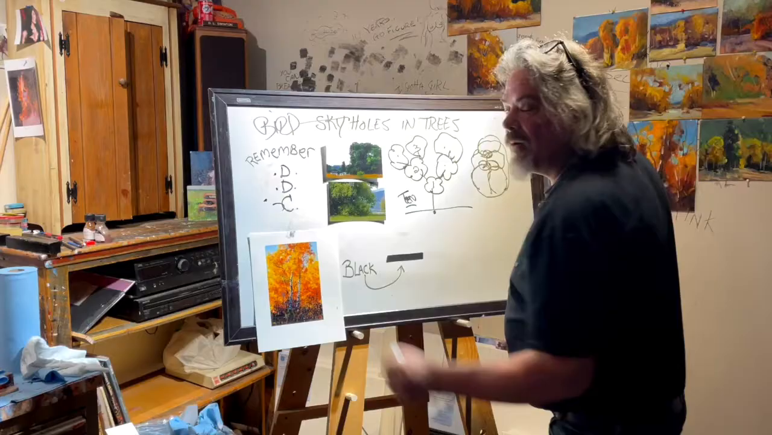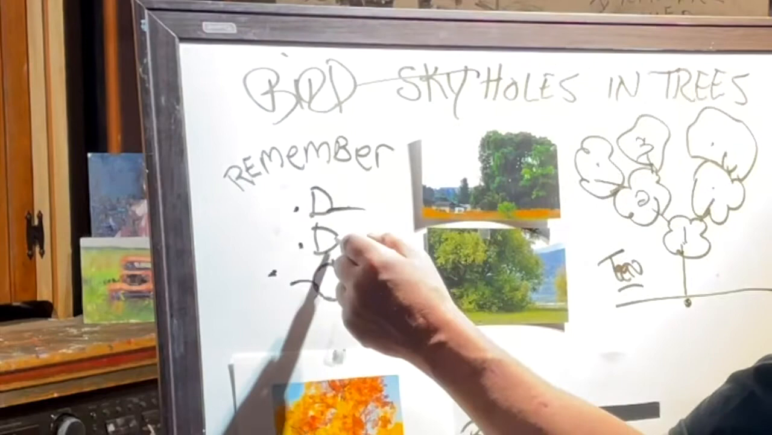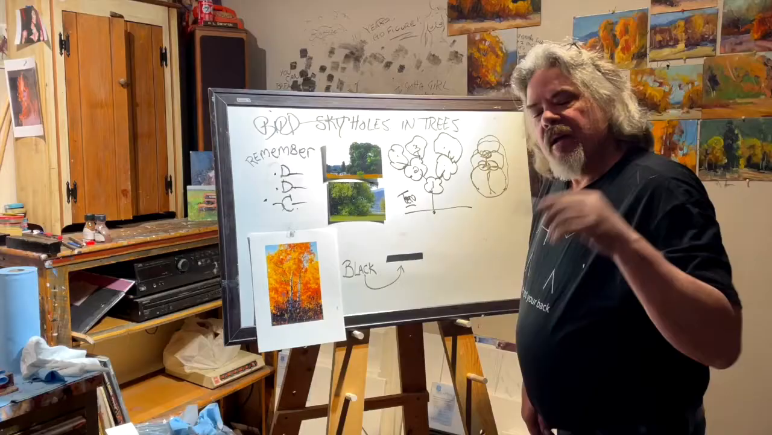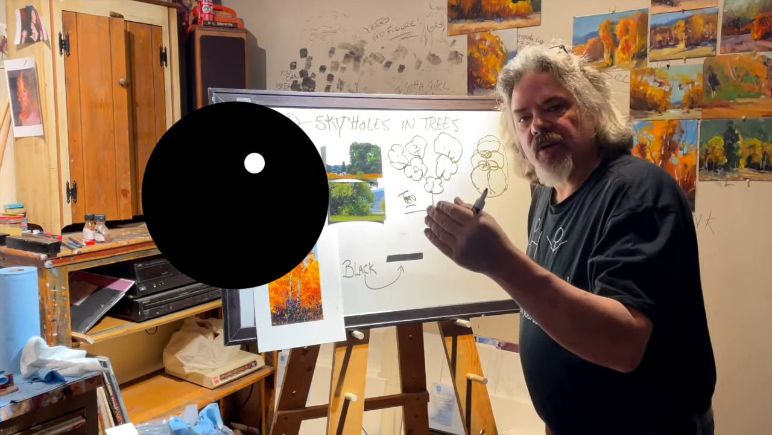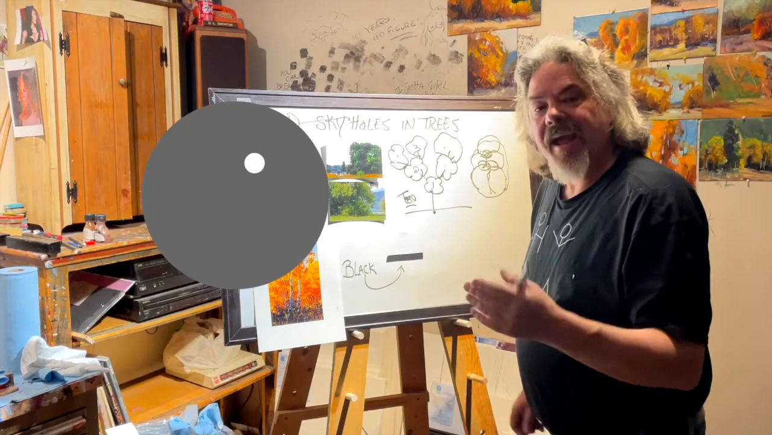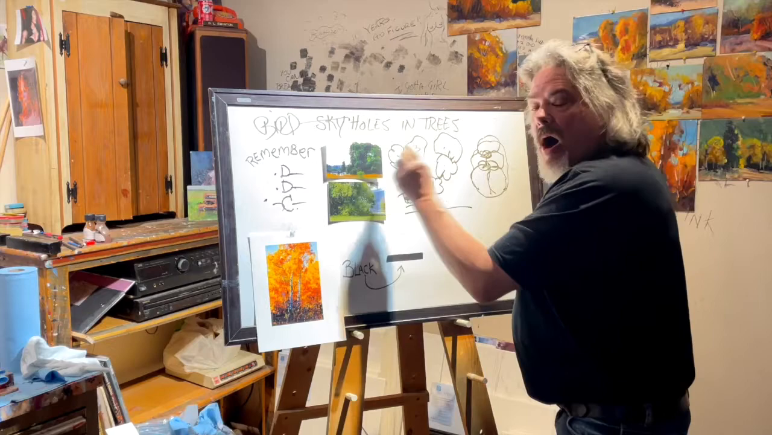DDC. What does DDC stand for? Darker, duller, and cooler. Here's the phenomenon that happens. If you take a white dot and put it on a black surface, the white dot will look whiter than a white dot on a gray surface. Why? Optical illusion. The white seems to be brighter on the darker surface than on the grayer surface. These sky holes here, though they're the same color as the sky, they pop because of an optical illusion, because they're surrounded by a dark.